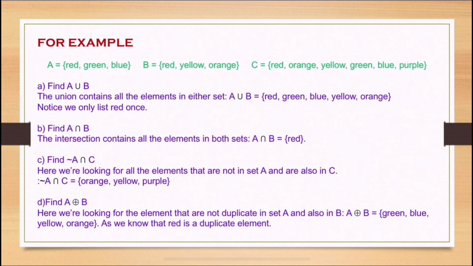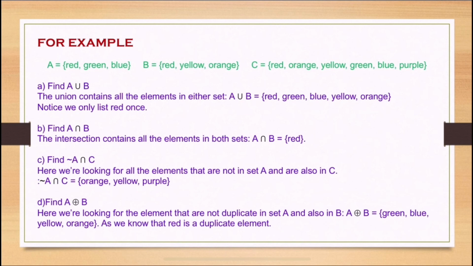For B, find A intersection B. The intersection contains all the elements in both sets. A intersection B is red, because red is the duplicate, so we list only red.